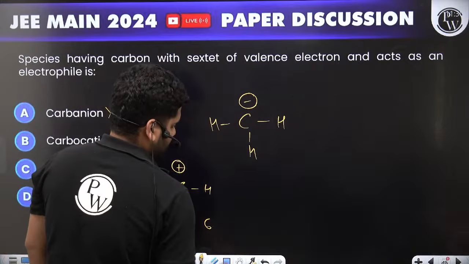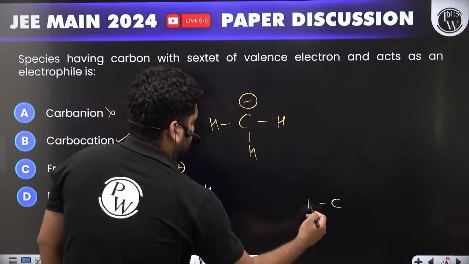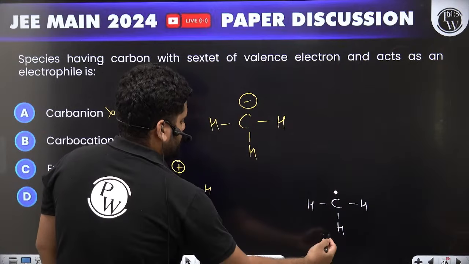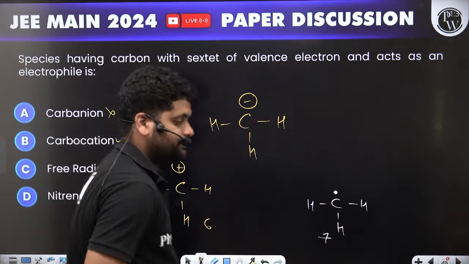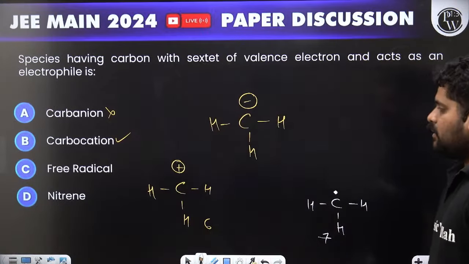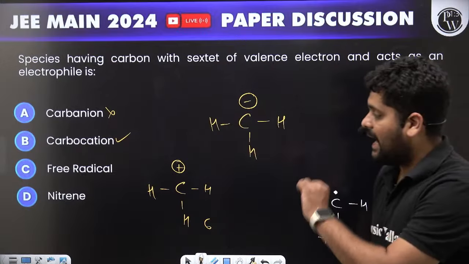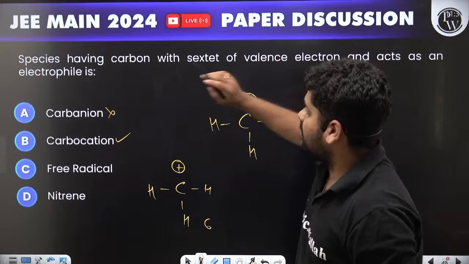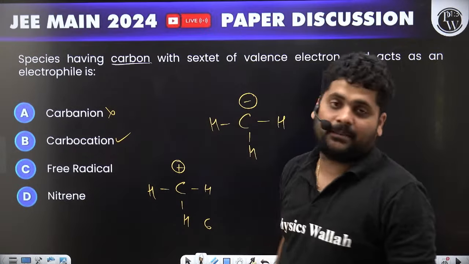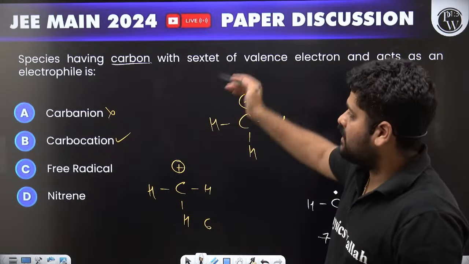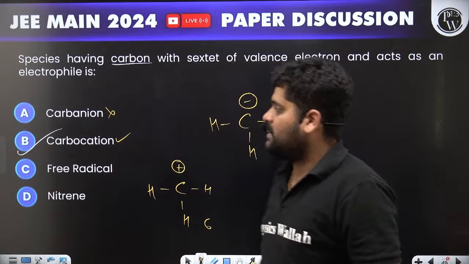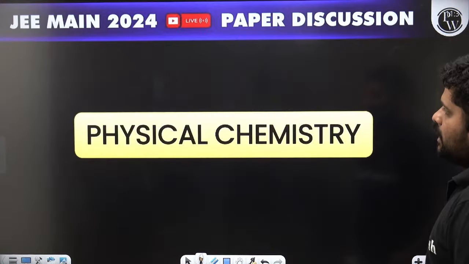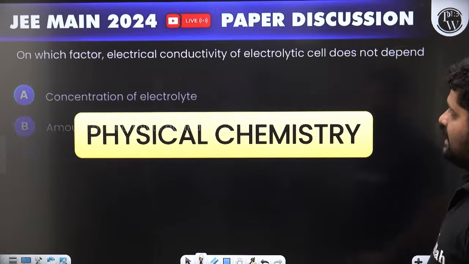Free radical, if you consider, we have, let us say, CH3 and an electron. So the number of electrons is 7 over here. Okay. Now, next one. Nitrene has 6 valence electrons on nitrogen, not on carbon. He's asking with respect to carbon. Okay, right? So our correct answer for this question is going to be carbocation. That's it. Okay, moving on to the next part, which is physical chemistry.